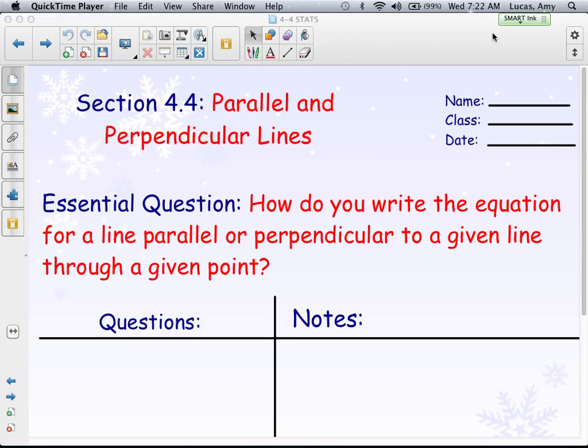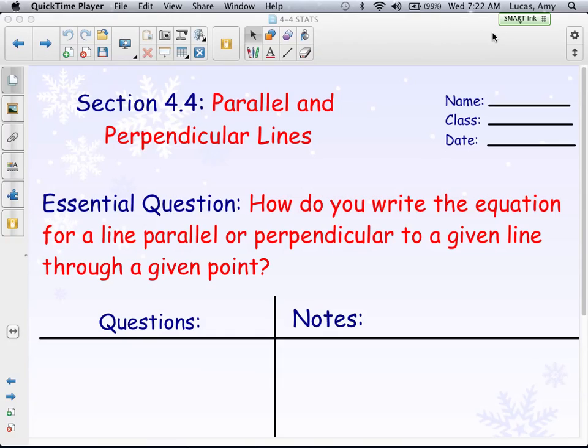Lesson 4.4, Parallel and Perpendicular Lines. Our essential question for today is how do you write the equation for a line that is parallel or perpendicular to a given line through a given point?